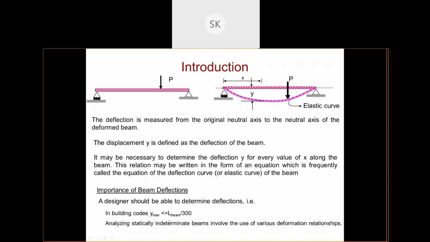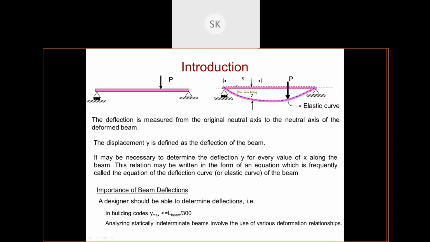Suppose you have a 9 meter length beam, so 9 by 300 should be the limit, and the deflection value should always be less than this value. If it comes out more than that, then your beam will fail and it is not suitable for construction. Along with deflection, there is one more word I have discussed. Hope you have gone through the video.